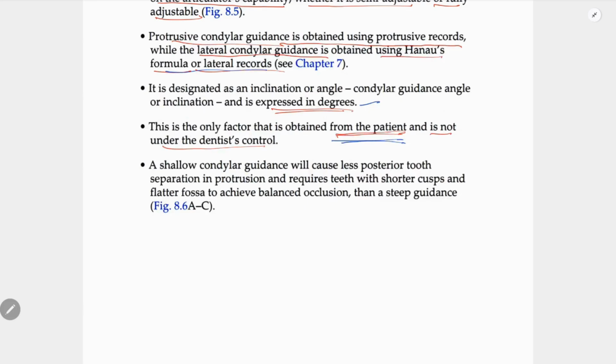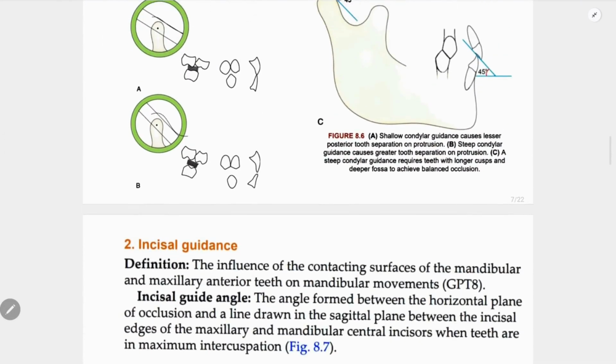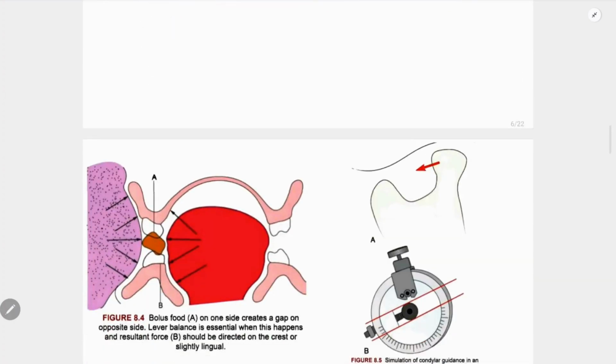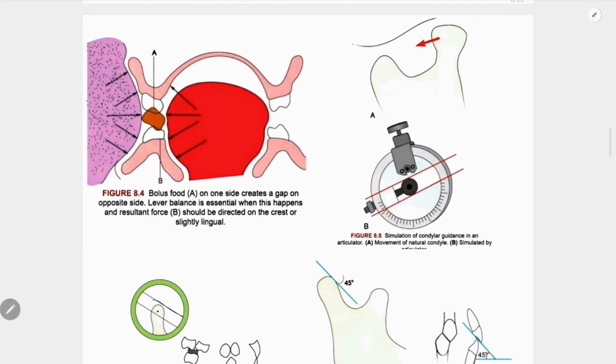Next, you will write that shallow condylar guidance will cause less posterior teeth separation in protrusion and requires teeth with shorter cusps and flatter fossa to achieve balanced occlusion than a steep condylar guidance. So we will draw the diagrams for the same. First, let us have a look at the lever balance diagram. This is very easy.